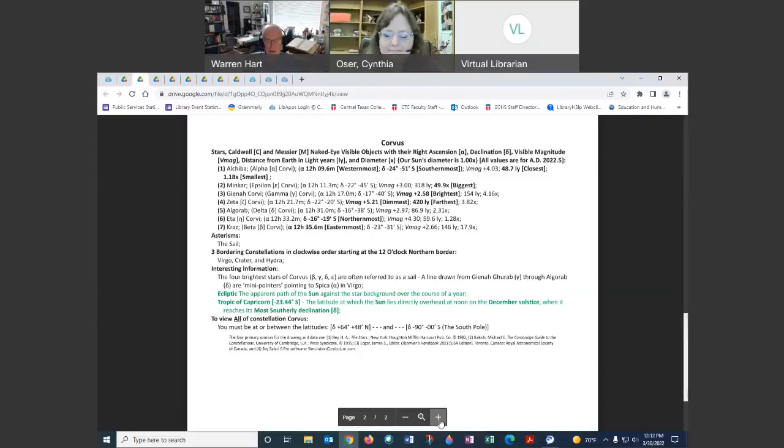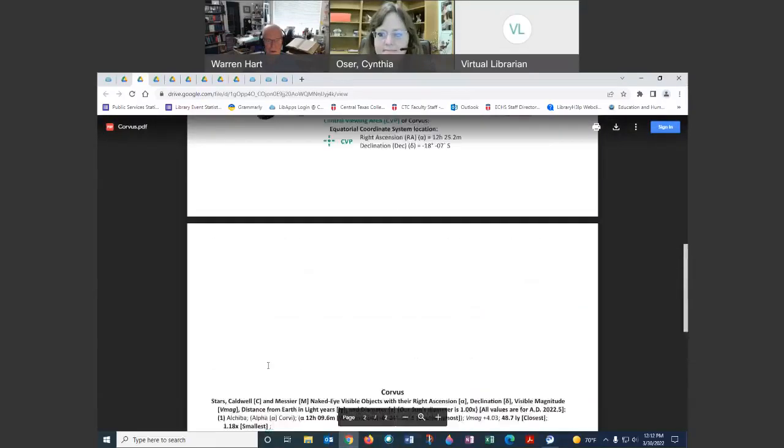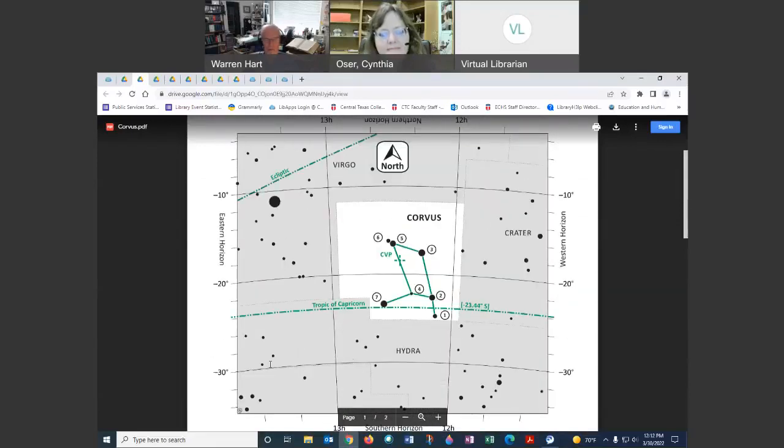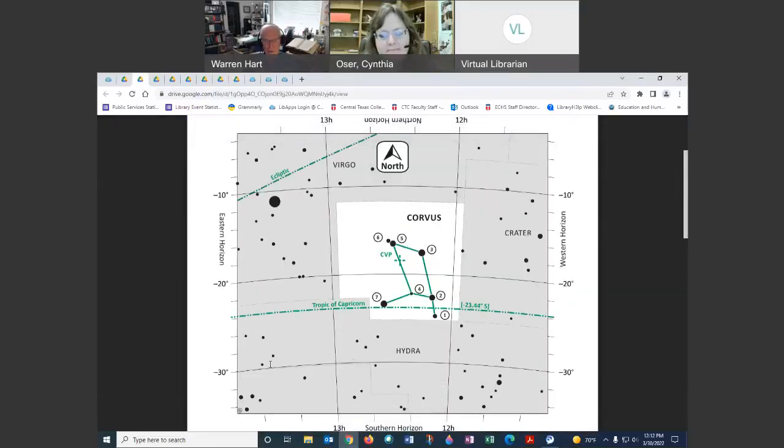Let's go back to the first page, Cindy, if you would. I encourage you to download these pages off of the CTC library site and print them out to use when you go outside to view the sky. Up above the white area, just to the left of the north arrow, it says Virgo. That is where the constellation Virgo would be.